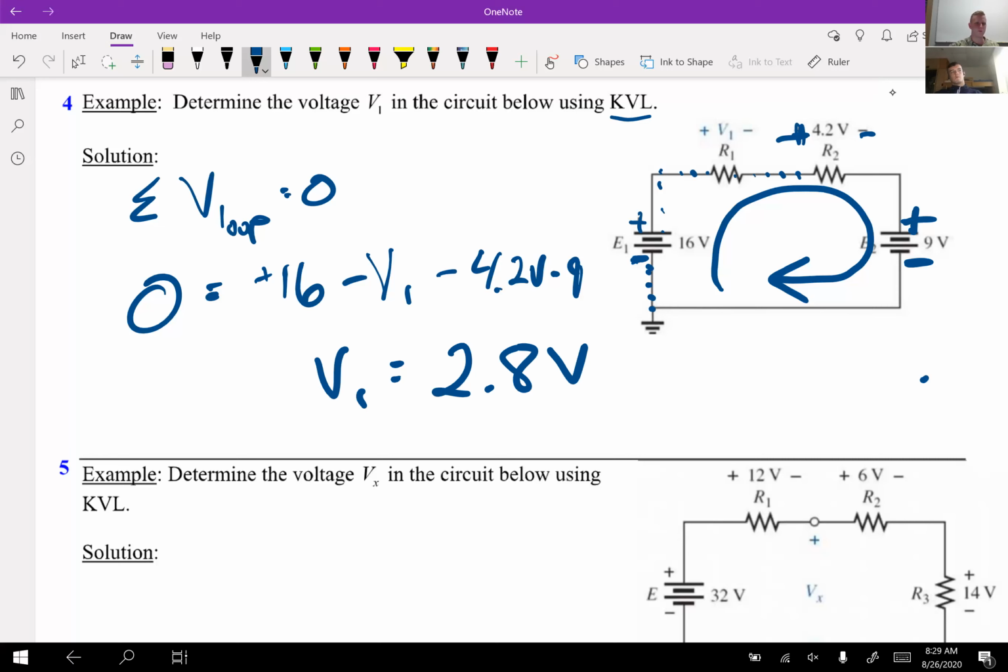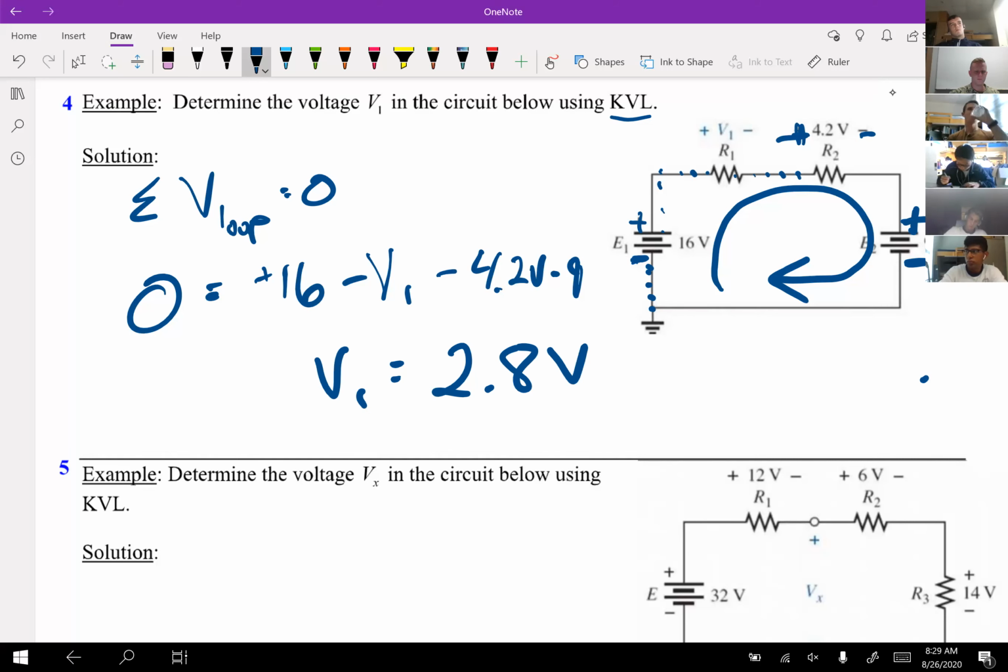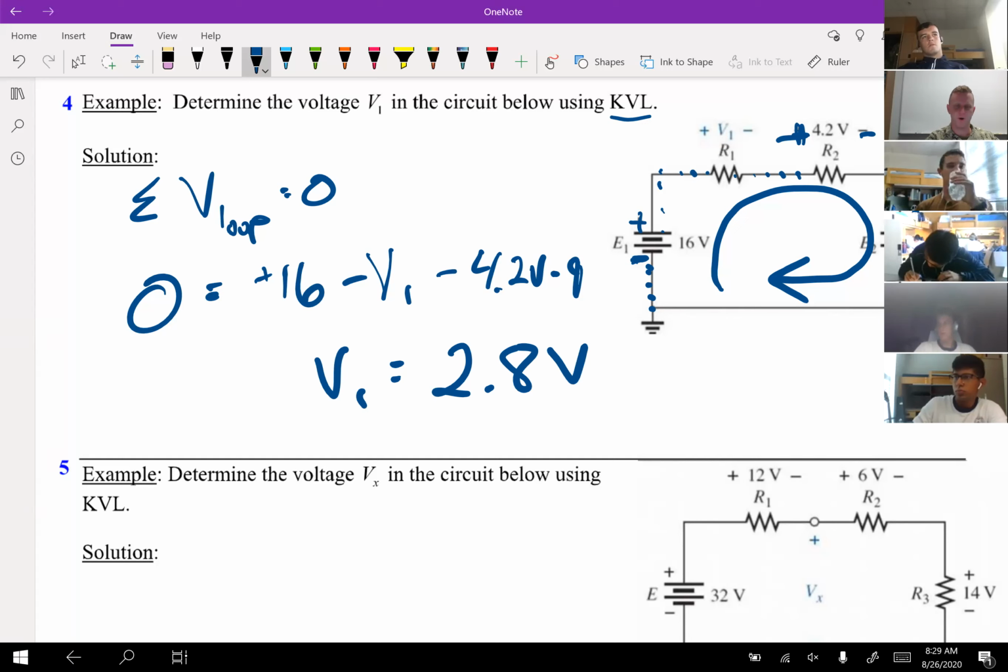If you need me to do the math to rearrange that, let me know. I think everyone's pretty comfortable with rearranging for a positive V1, pulling it to the other side, 16 minus 4.2 minus 9. So there's another way you could think about it.